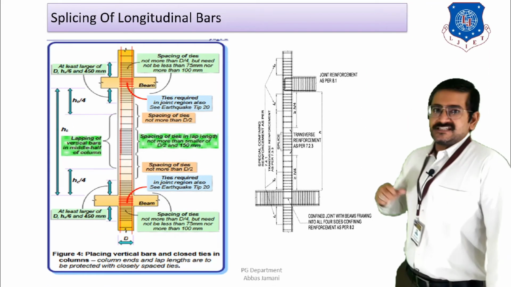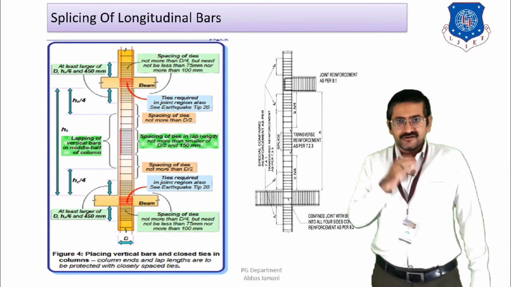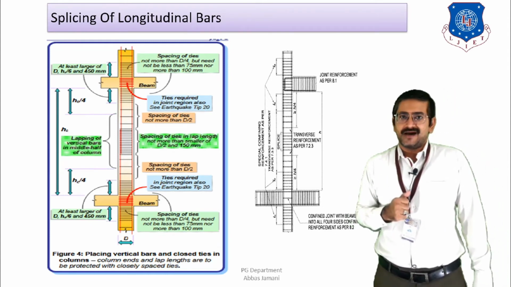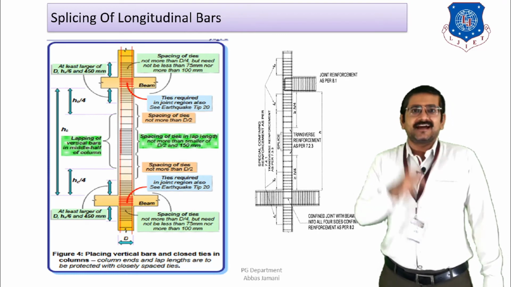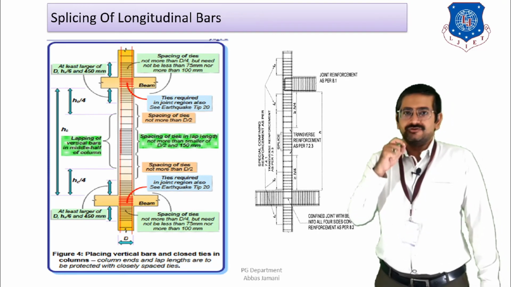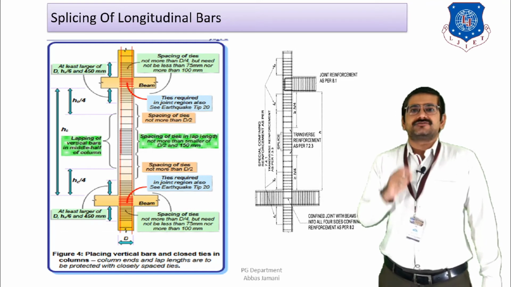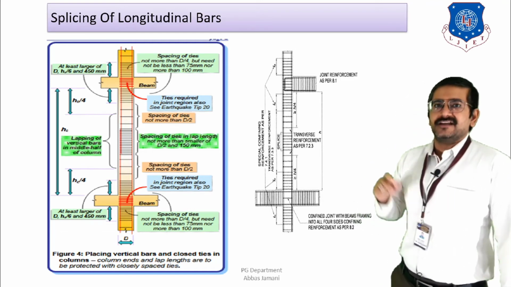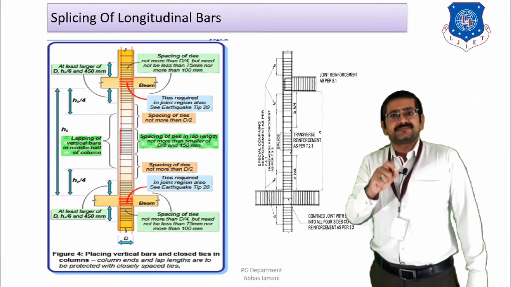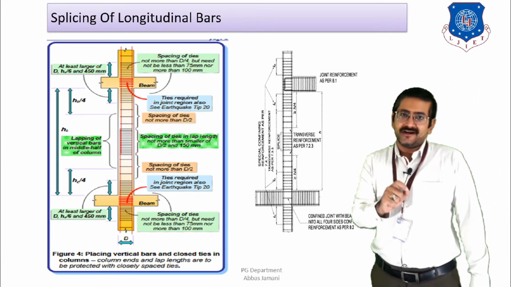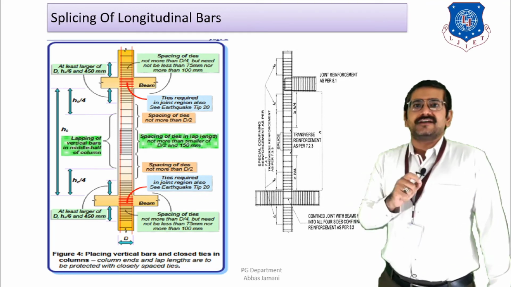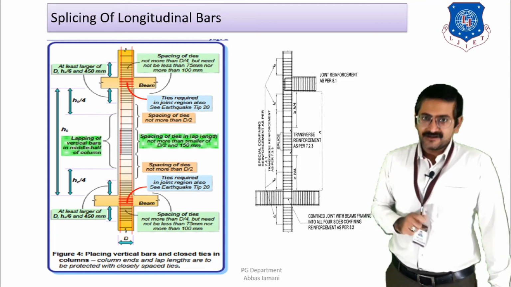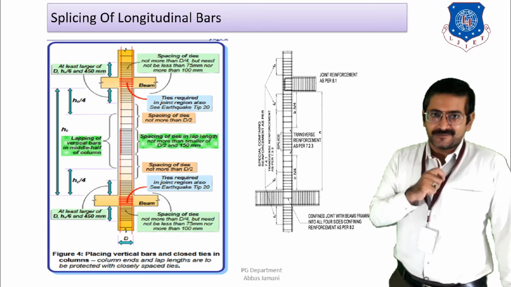Then next, coming to the splicing of longitudinal bars. If you remember, in the last class we saw these guidelines for splicing and lapping of bars in the case of beams, where the splicing of bars should not be done at the joint, or at a distance 2D from the face of the joint. The same guideline is applicable here in the case of columns, where the splicing of longitudinal bars should be avoided at the joint and also at 2D distance from the face of the column. Right? So where does the splicing actually take place in the case of a column?